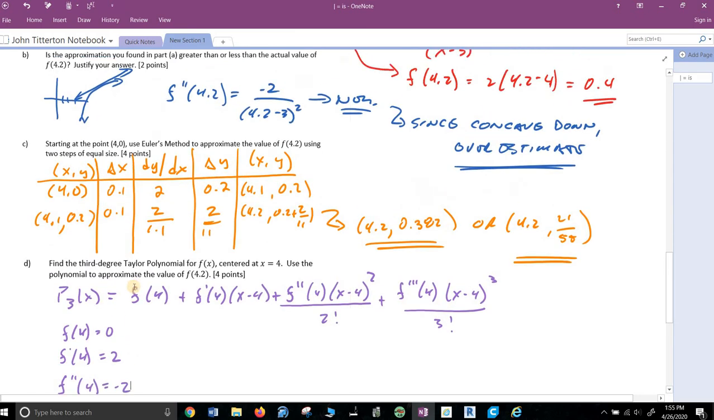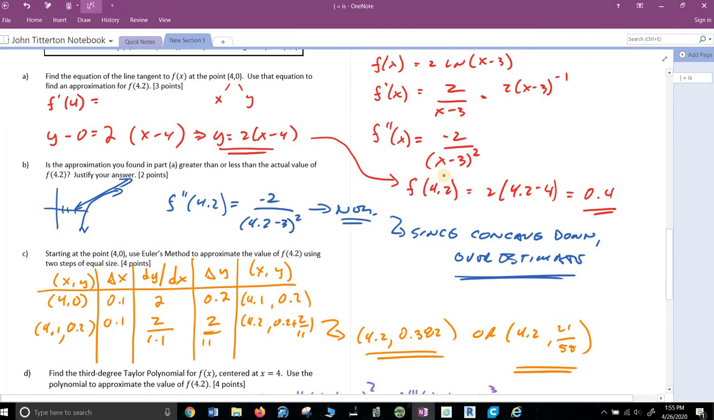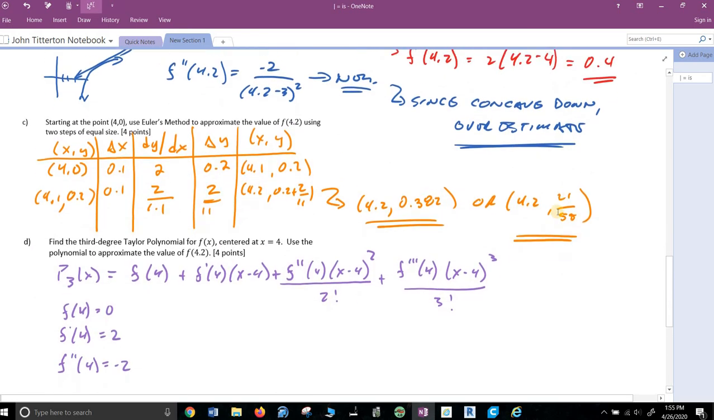Let's go take a look. Plug in 4, 4 minus 3, negative 2. While we're here, F triple prime of x equals, that would be negative 2x minus 3, 4x minus 3 to the negative third. Plug in 4, we get 4 over 1, which is just 4.